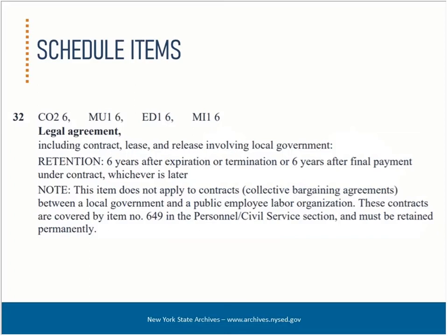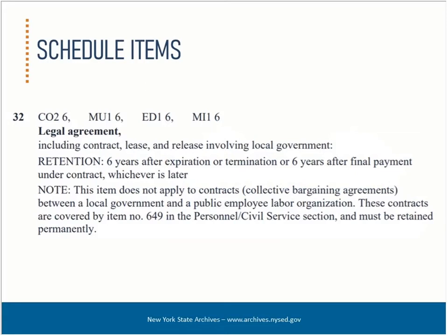There are 6 main parts to a schedule item. First is the current schedule item number. For the records we're looking at, legal agreements, the item schedule number is 32. Listed next to it are the item schedule numbers that are covered by legal agreements in the previous set of retention schedules. For example, in the old county schedule, the CO2, legal agreements were listed as number 6. Please note that these older schedules can no longer be used to manage a government's records.